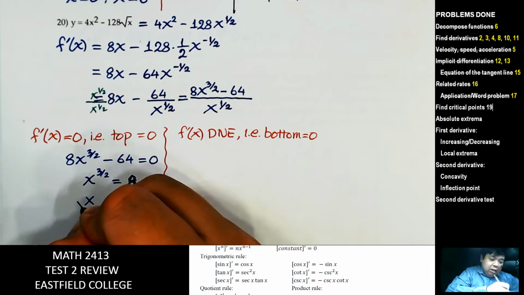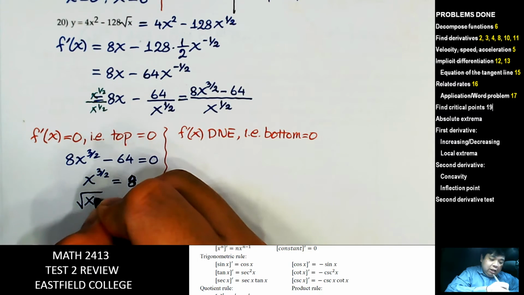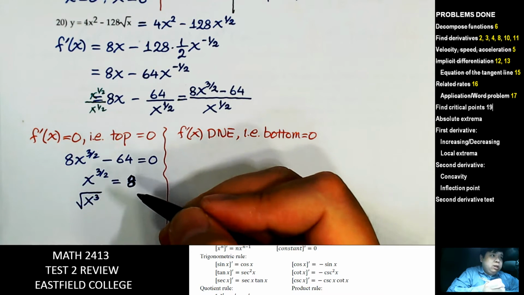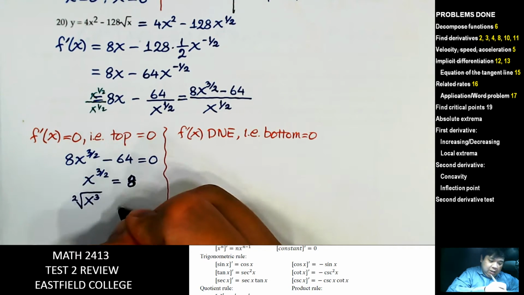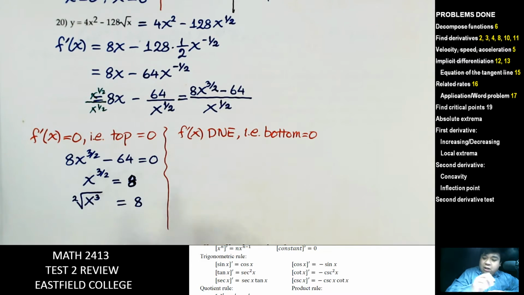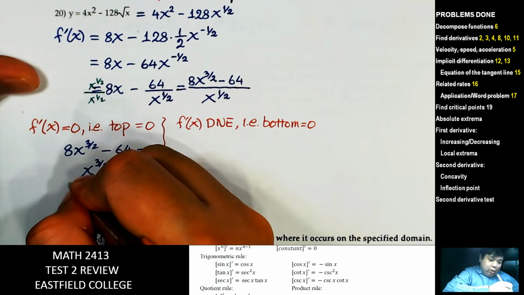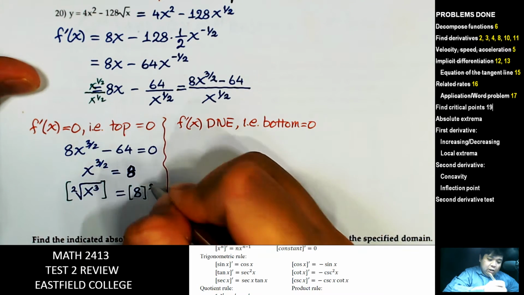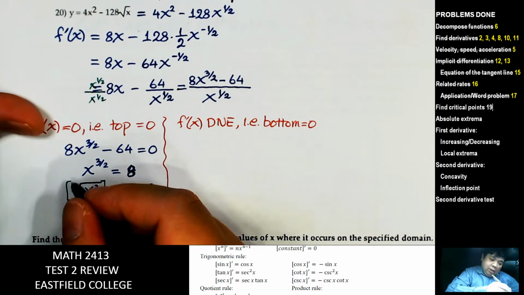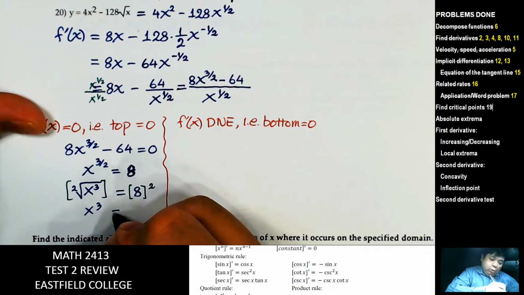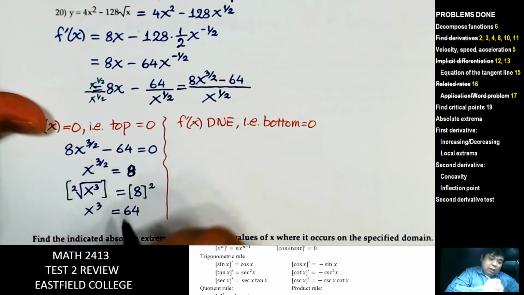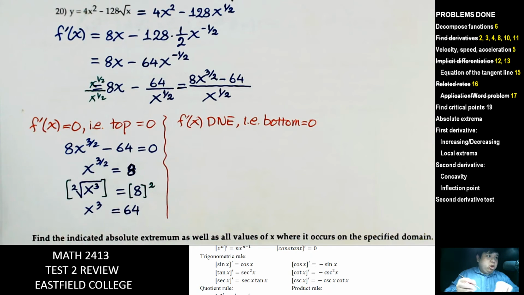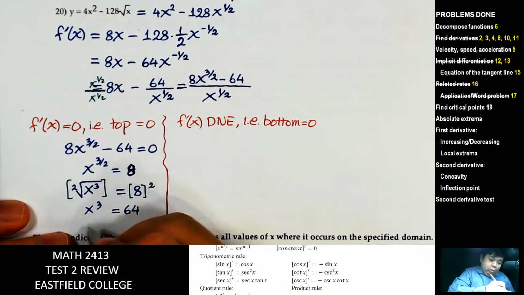If we rewrite in the radical form, it will be the square root of x cubed equal to the square root of 8. Now to get rid of the square root, we're going to square both sides. So it gives us x cubed equal to 64. And then to get rid of the cube, we take the cube root.